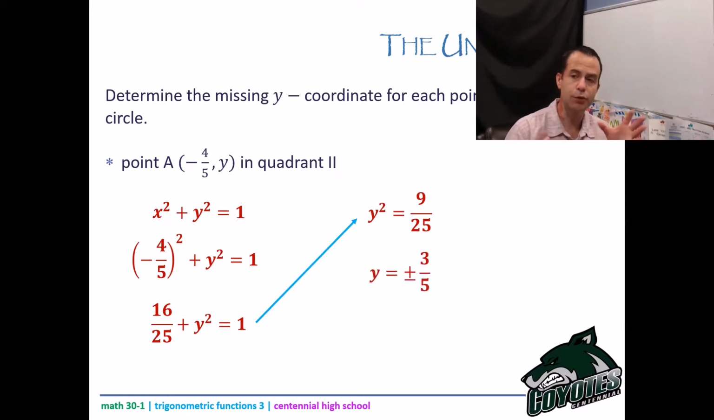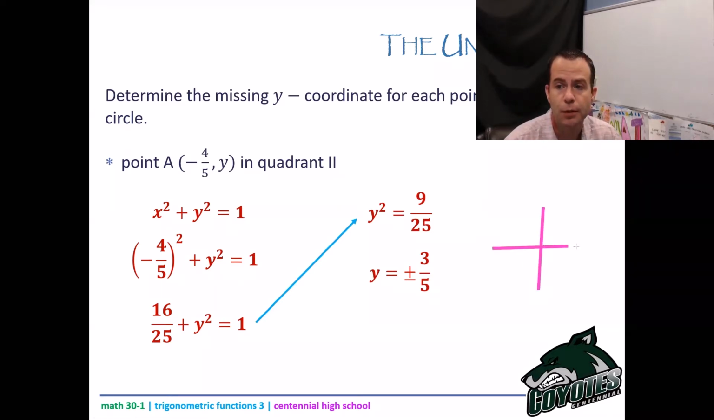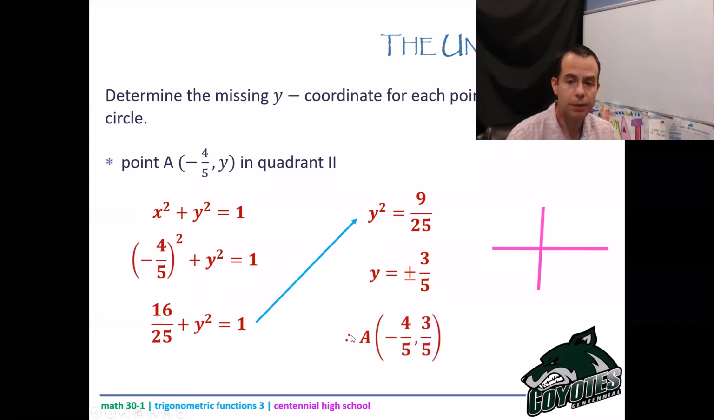So there's two options for y right now until I look at the rest of the information that I was given. I was also told that I was in quadrant 2. So if I'm in quadrant 2, which would be right here, right? Where is y going to be, positive or negative? y is going to be positive. So my value is negative 4 over 5, comma, 3 over 5.